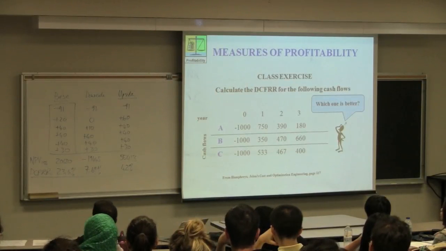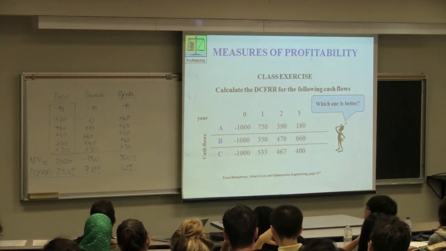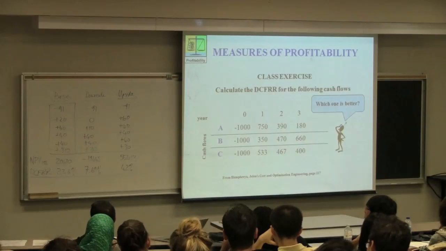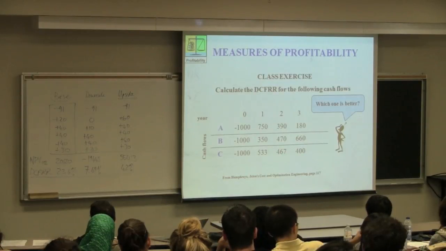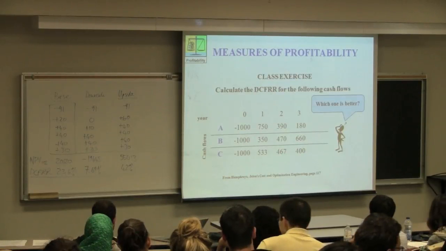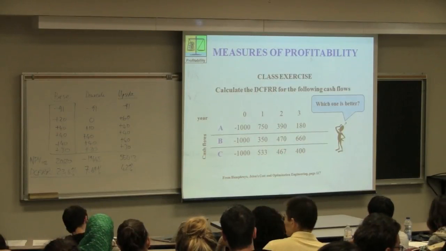You're getting that big chunk of money early on. And why is that desirable? You break even earlier. The time value of money has less of an effect on those early periods.